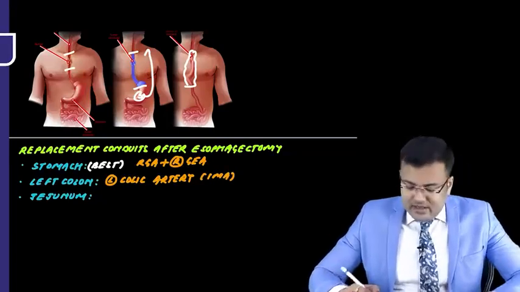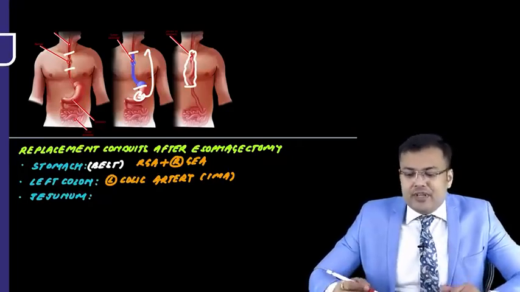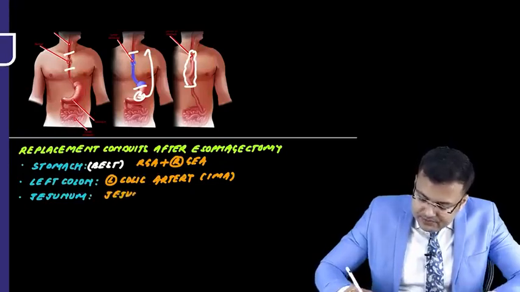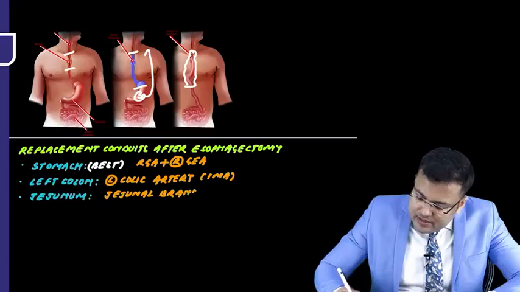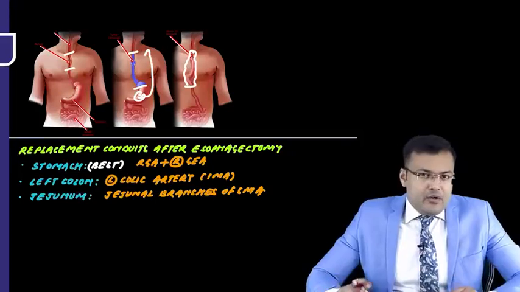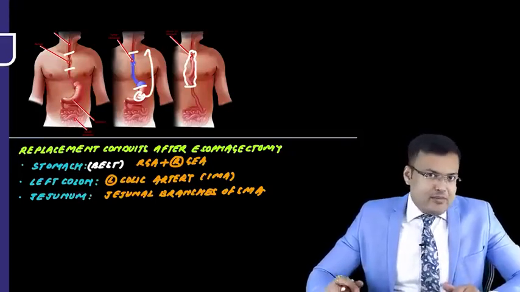Inferior mesenteric artery. Then jejunum. Jejunum is based on jejunal branches of the superior mesenteric artery. Clear? So these are the replacement conduits. Best is stomach, which is based on the right gastric artery plus right gastroepiploic artery.